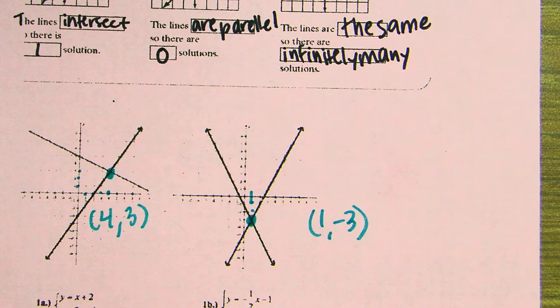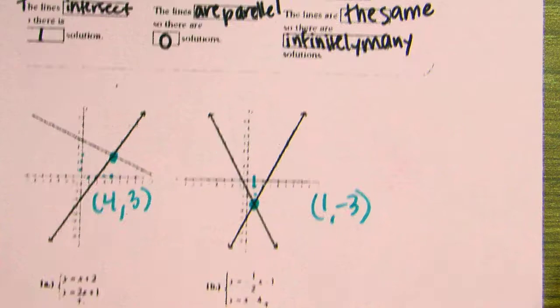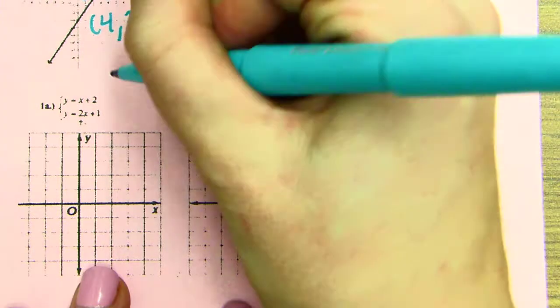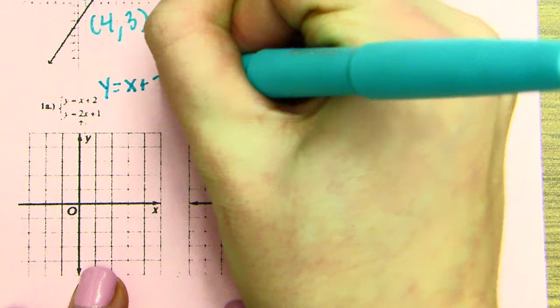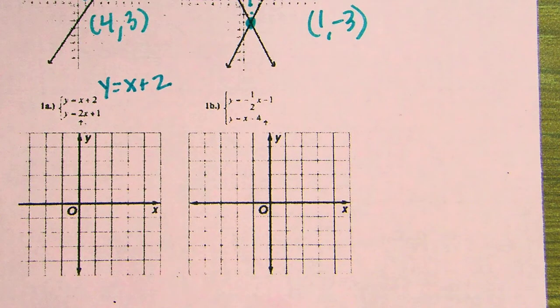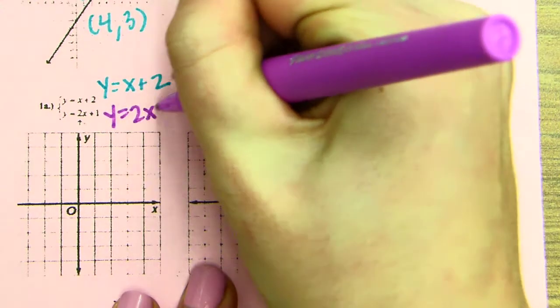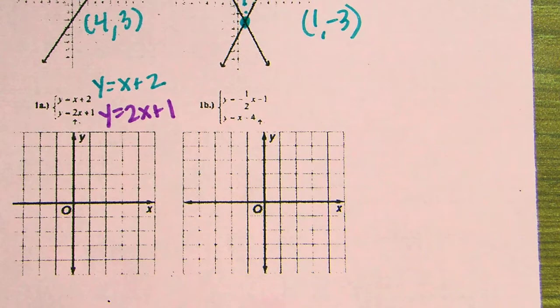Most of the time you're going to have to graph the equations yourself. You're not going to usually be given the graphs. You're going to have to graph them yourself and then see where they cross. If you look at example 1a, it gives you two equations, and they're kind of hard to read, so I'm going to rewrite them. The first one says y equals x plus 2, and the second one says y equals 2x plus 1. We're going to graph those equations and see where they cross. Where they cross is going to be our solution.